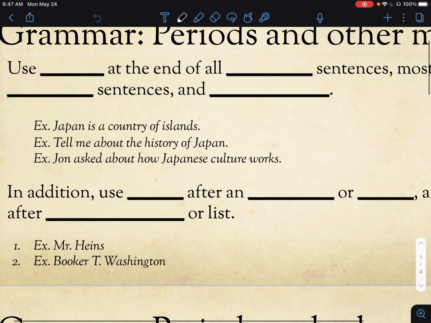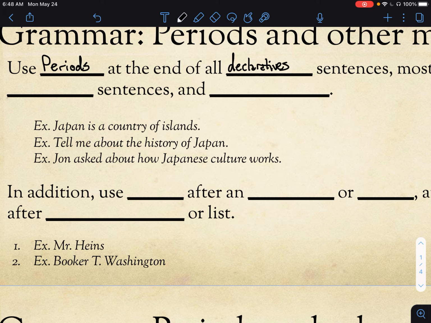So we're going to start with our first end punctuation mark, which you've probably seen before. We use periods, and we use them at the end of all declarative sentences when you're just saying, hey, I enjoy ice cream, just stating a fact. We're also going to use them at the end of most imperative sentences. So these are the ones that give commands. And we also use them in what are known as indirect questions.